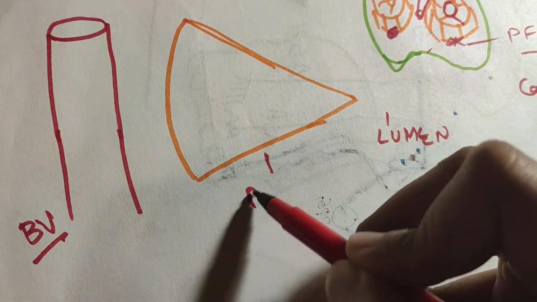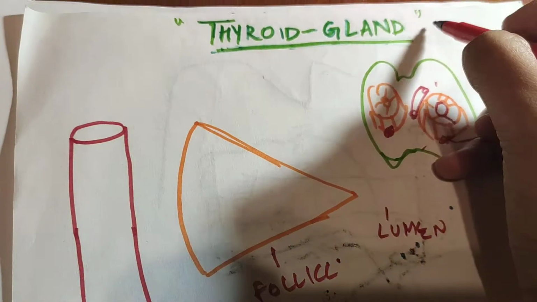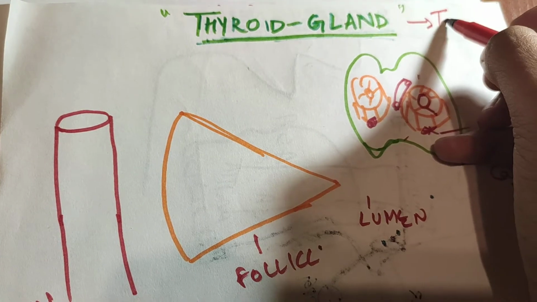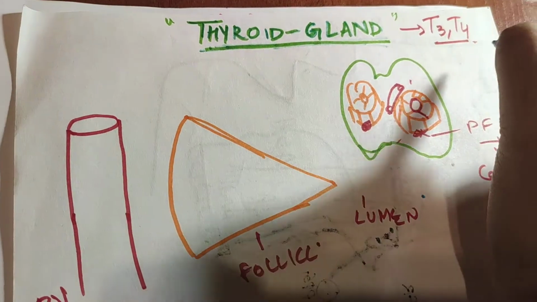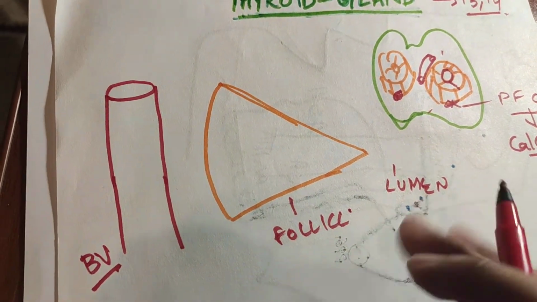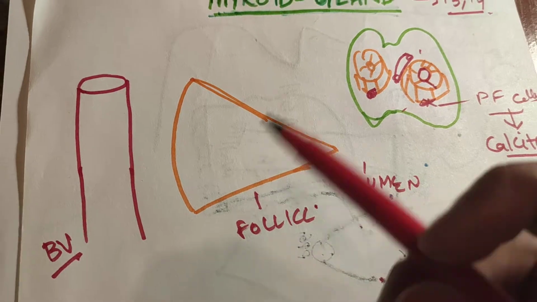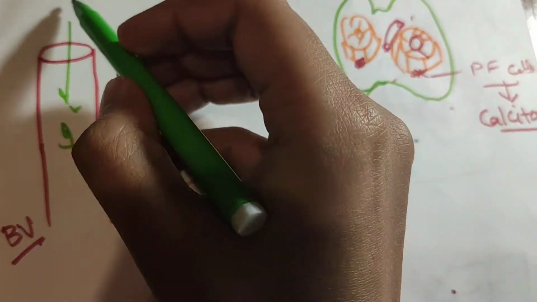This is the follicle. Now, as we all know, this thyroid gland produces thyroid hormones: triiodothyronine and thyroxine, T3, T4. These are the thyroid hormones. So now here we will discuss how these are produced. Now from the blood vessels, the iodide is there. We are taking iodide from the diet.